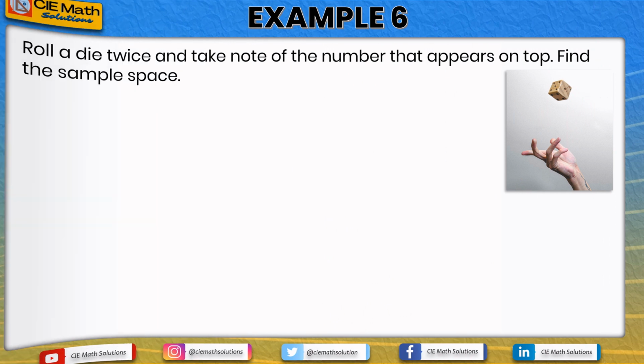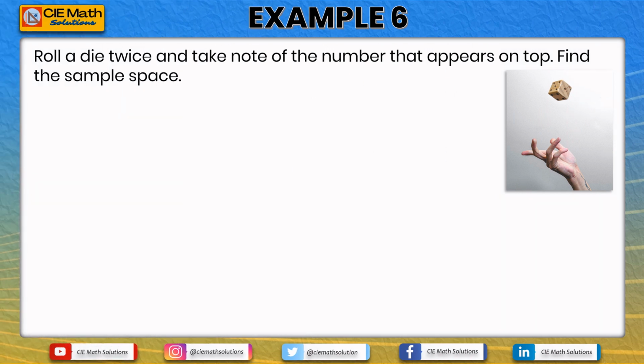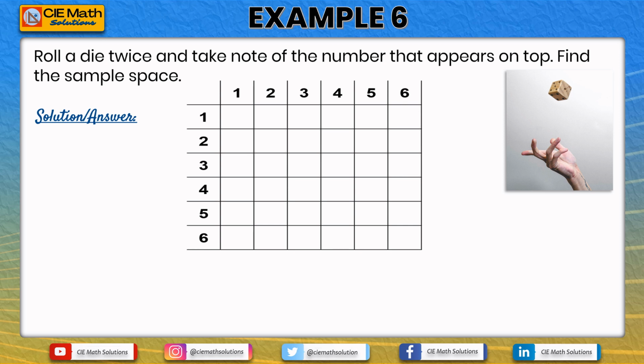The other way of listing down the elements of the sample space is using a table. In this way, we could easily organize the elements by pairing the results of the first roll of the die and the second roll. So if this will denote the first roll and this will denote the second roll, then the intersection of this and this means that it's 1,1. The intersection here will then be 1,2.